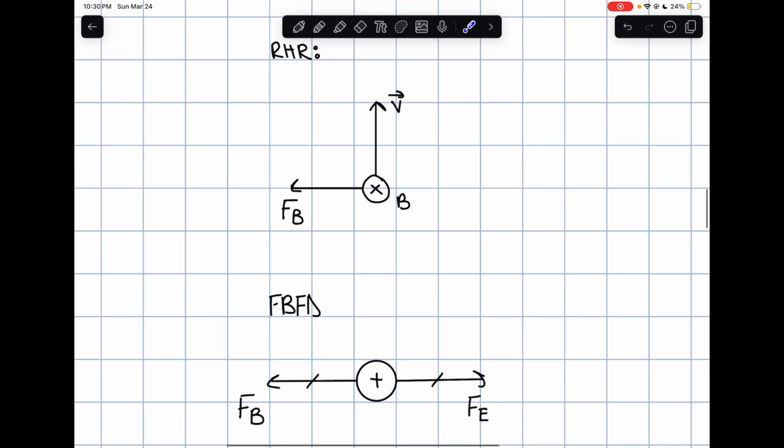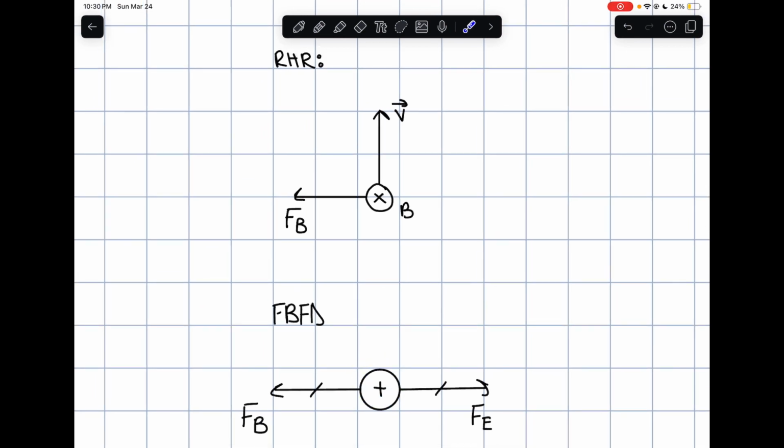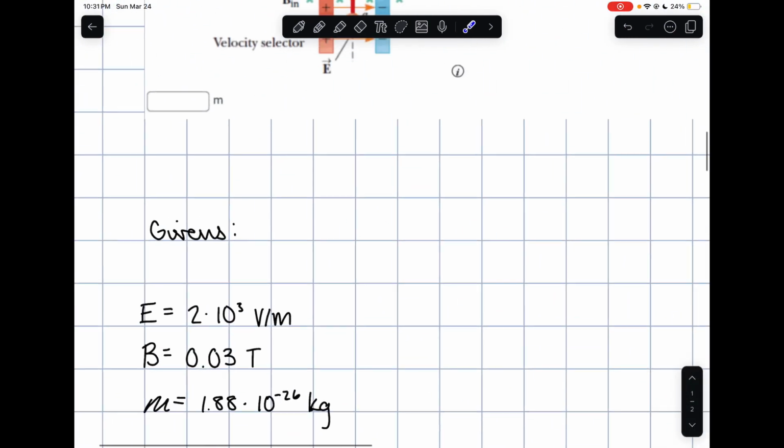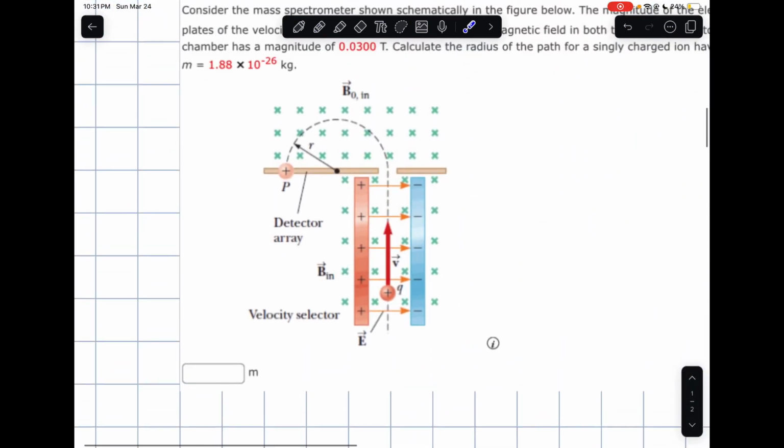Now, we can add that on to our free body force diagram. Here's our positive charge and our magnetic force pointing to the left. You might be wondering, though, how I got this electrical force. So we figured that out through our picture.